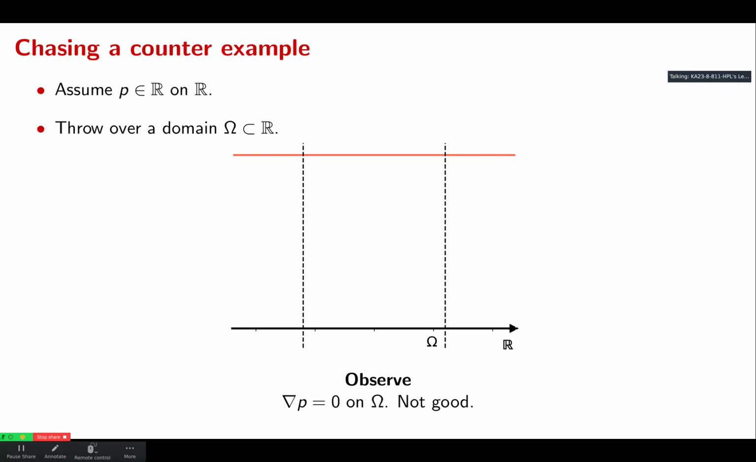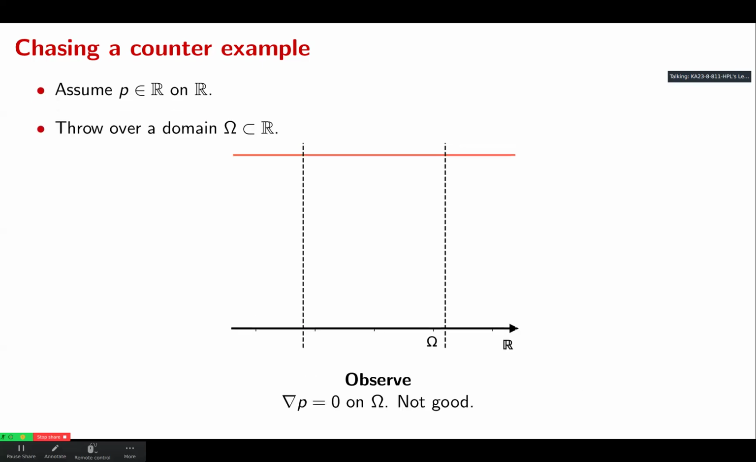So this is a real line. I throw over a domain. This is like a domain omega, and I have a constant defined over the whole real line. When I intersect the real line with omega, I see that the pressure there is constant. The gradient of P is zero on omega, and this is not good.